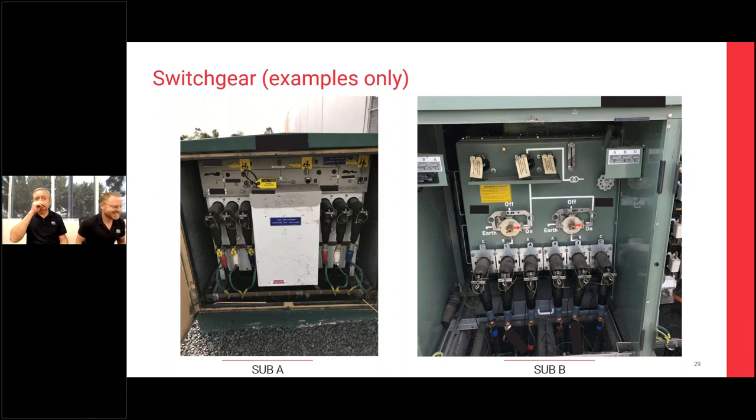We've got two kiosk type substations, and we've gone to the substations and we found signals of PD in substation A here and substation B. These are just examples of the same type of substation that we see in Australia. So we found signals on or around the cable terminations.